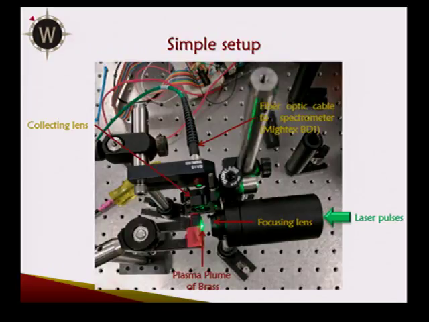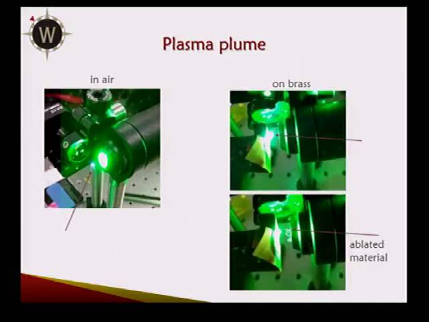We use a laser pulse, and we focus it down with a lens onto our sample. In this case, this was brass again. And you see this little plasma plume form above the surface. So that's the light we're collecting. We then use a different lens, and we collect the light, send it into a fiber, and send it to a spectrometer.